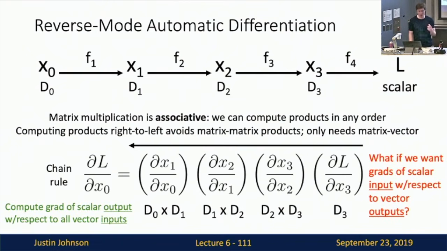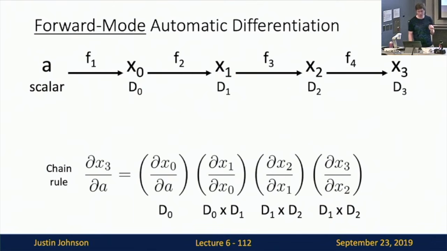But this whole thing hinges on, this is a very nice algorithm, but for that to work out, it means that we always need to be computing a final scalar loss at the very end. And this algorithm only works for computing the derivatives of that final scalar loss with respect to everything else in the graph. And there might be other situations where you might want to do something else. What if, for instance, you want to compute the derivative of a scalar input and get the derivatives of everything in the graph with respect to a single scalar input? Now that corresponds to a different version.